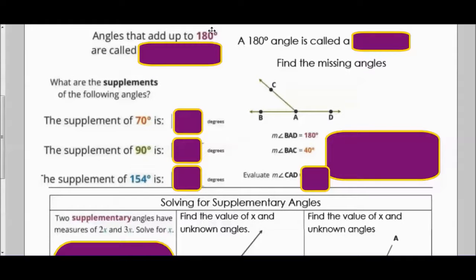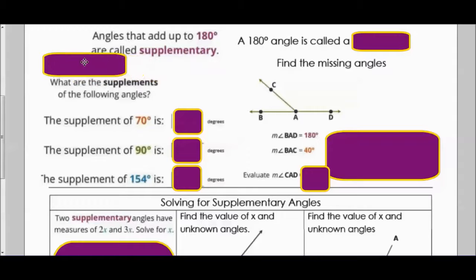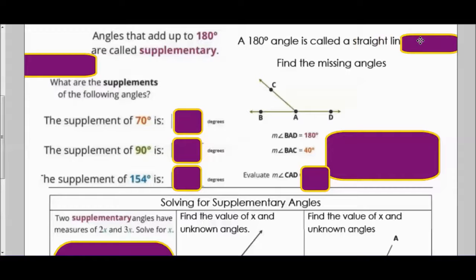So when we talk about angles that add up to 180 degrees, these are called supplementary angles. Those angles form a straight line. 180 degrees just goes straight across. So you can see that these two angles are supplementary. They add up to 180. This BAC and CAD together, they form this line BAD.